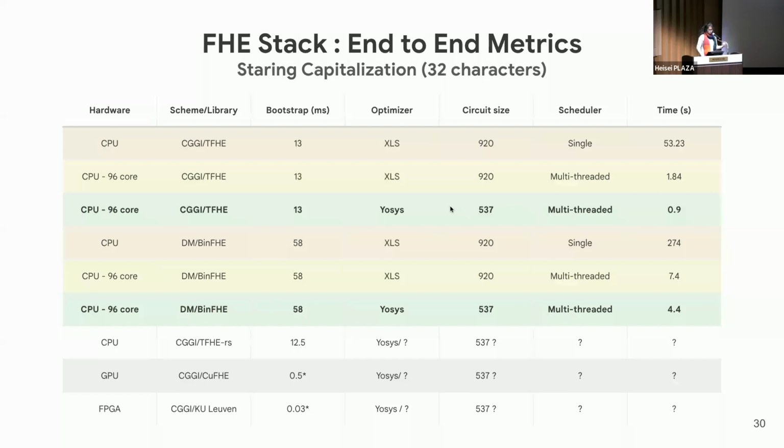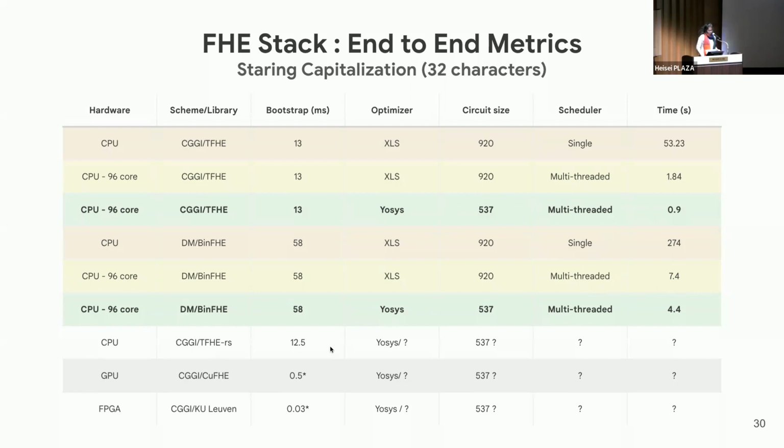And using Yosys optimization, the circuit size reduced to half. And the speed is now less than a second. And it translates to one of the DM schemes in BinFHE as well. The single-threaded is much slower, the multi-threaded is much faster, and with Yosys, the speed translates.